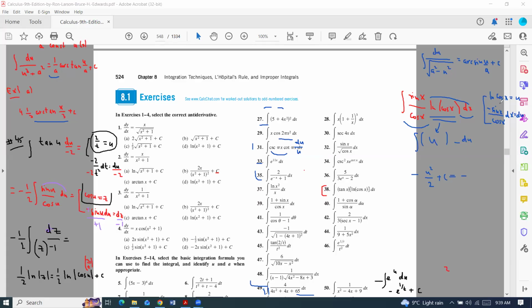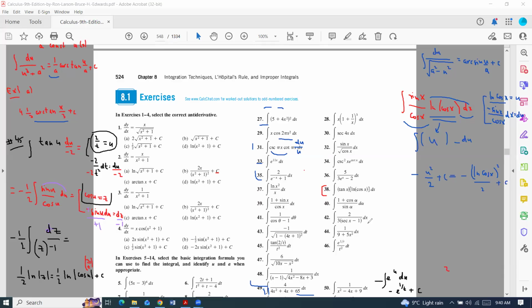So now I need to go back to my original variable. Instead of the letter u, I'll put that ln cosine. Whatever, we don't care, we just copy it. And this has to be squared, and then divided by 2, plus the constant. So this is my answer.